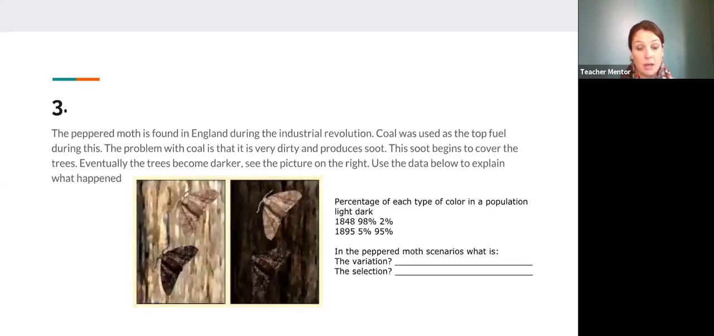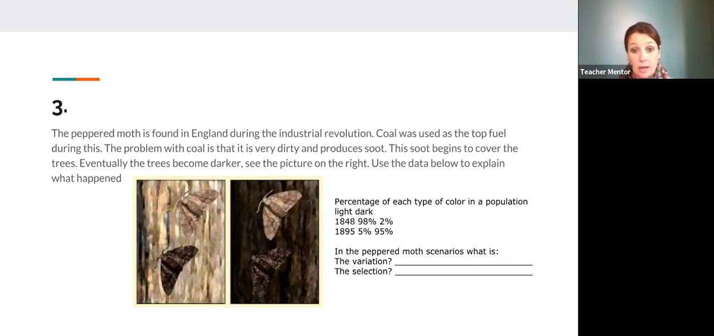Okay, number three. Again, we talked about this already in our presentation, but this is taken straight from our assignment, which is 5.2.1. The peppered moth is found in England during the Industrial Revolution. Coal was used as a top fuel during this. The problem with coal is that it's very dirty and produces soot. This soot begins to cover trees. Eventually, the trees will become darker, as the picture on the right shows us. So use the data below to explain what happened.